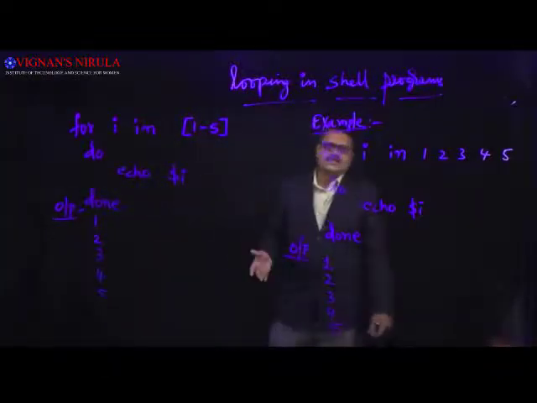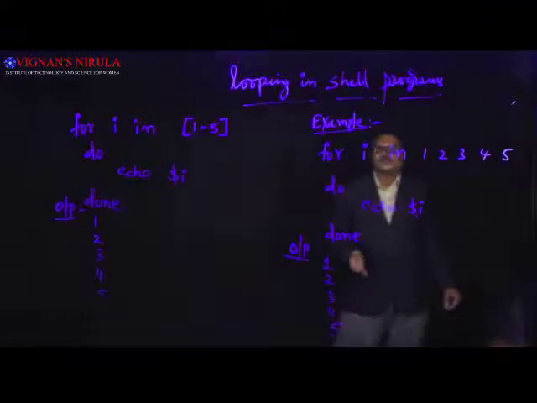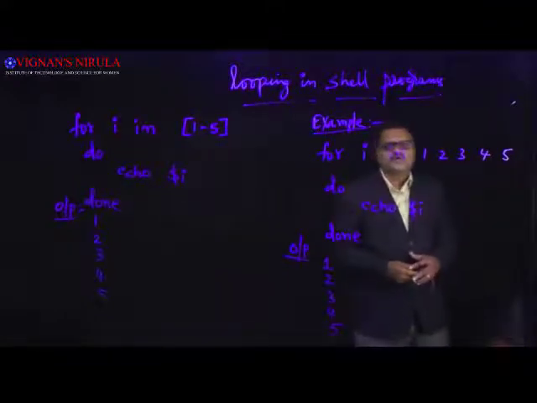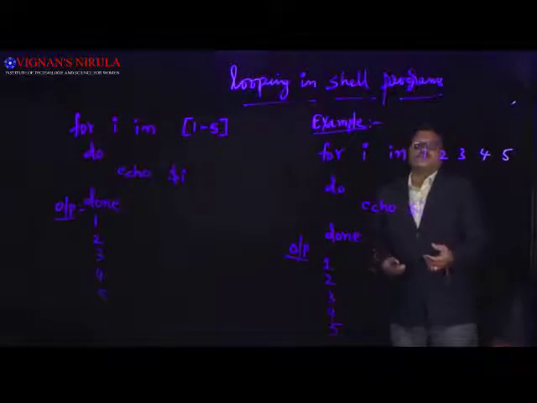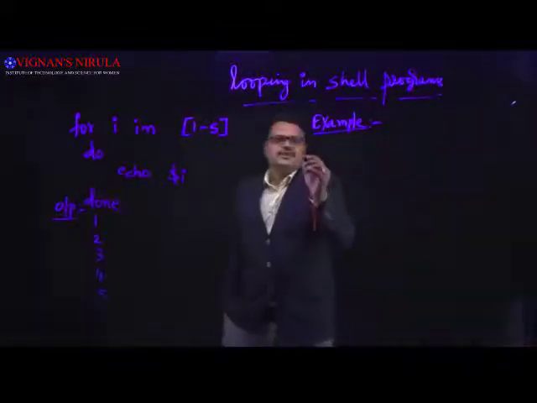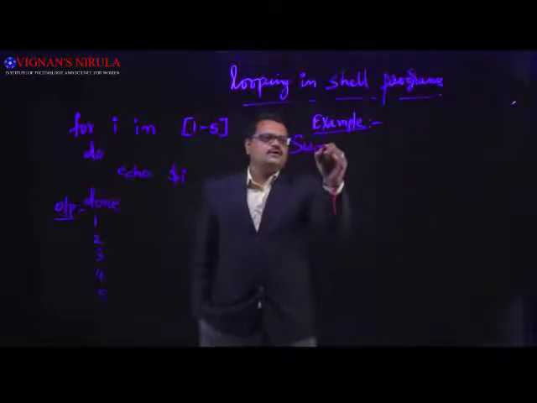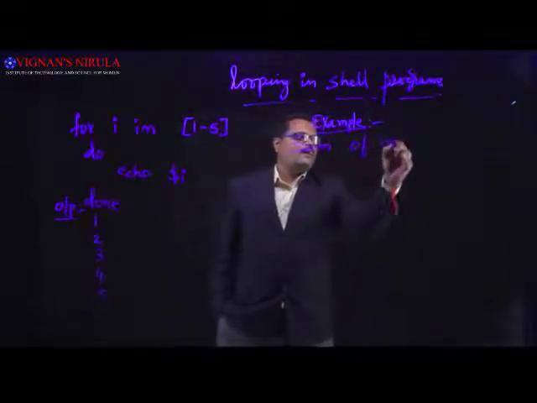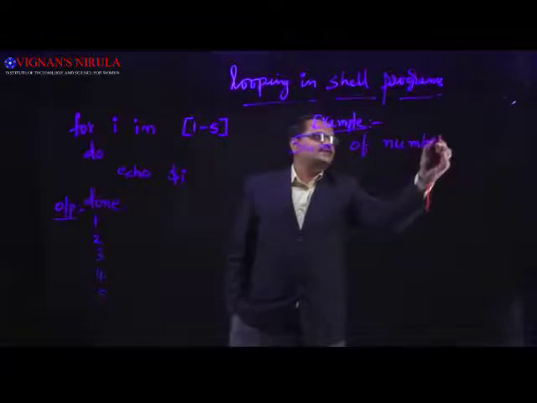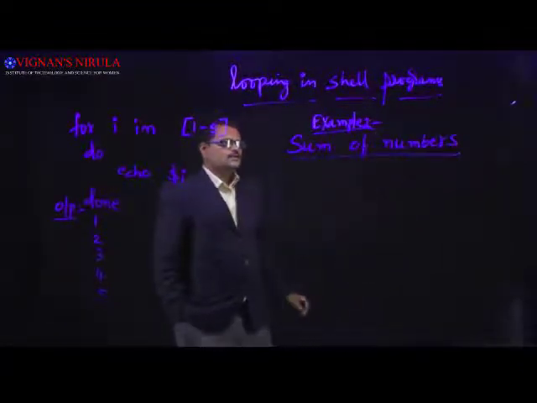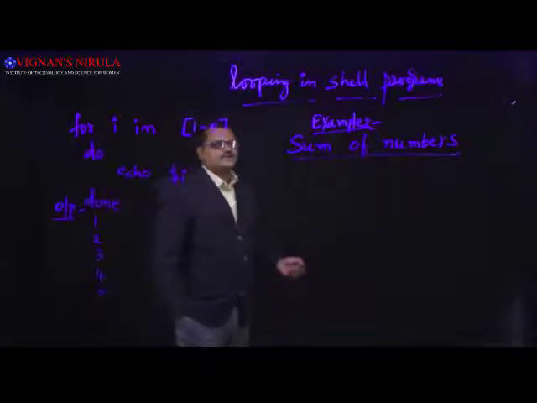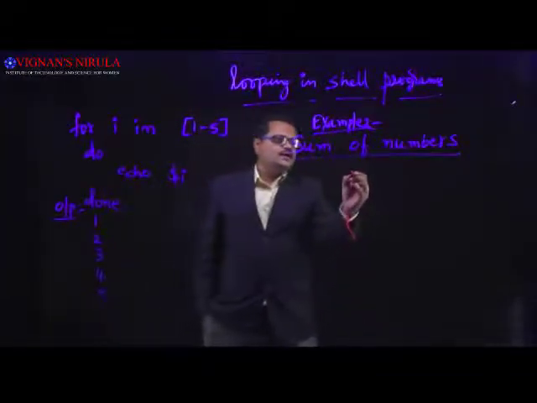So next we will see another example of the for loop, that is the sum of numbers. How can you calculate the sum of the first 5 numbers, 1, 2, 3, 4, 5, using a for loop? Another example is sum of numbers. Okay, so I want to calculate the sum of numbers. What is the logic? The logic is like this.